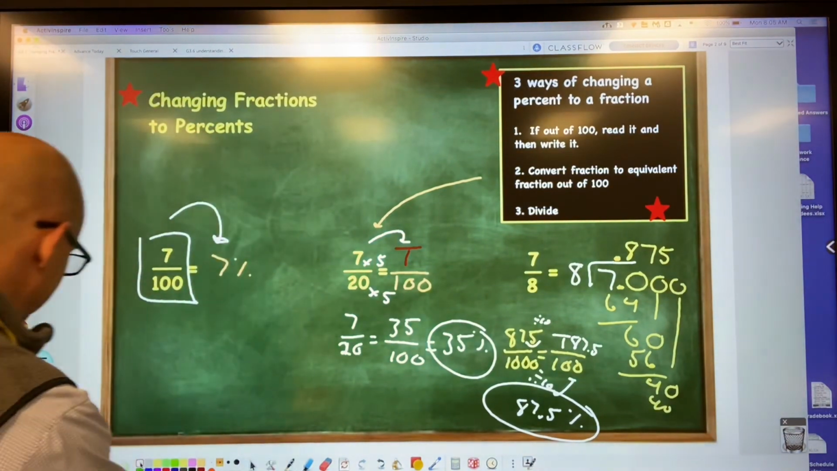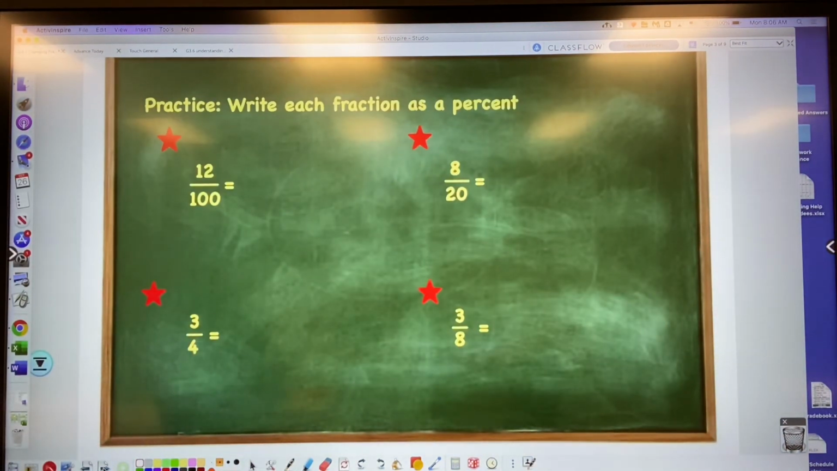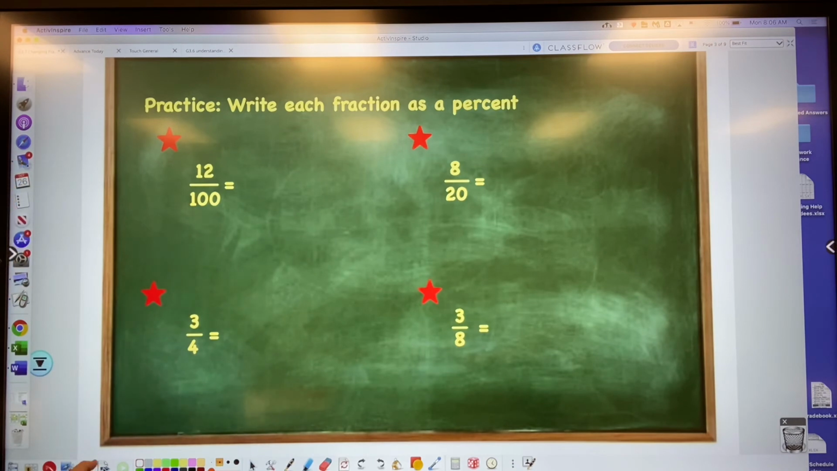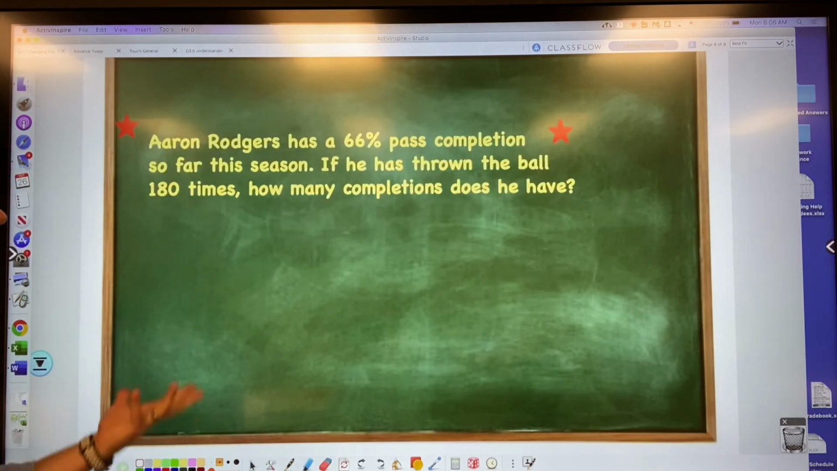So that's really the end of the video tutorial. All I want you to do is change each one of these fractions to a percent. I think I have one more thing. And then I have this question.